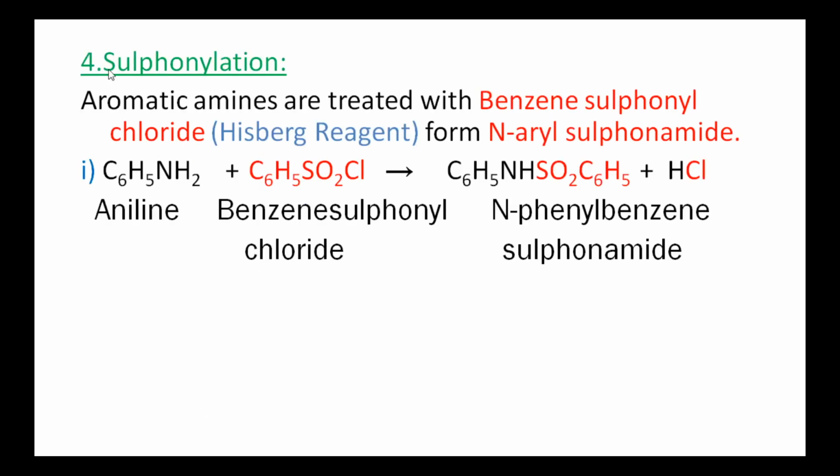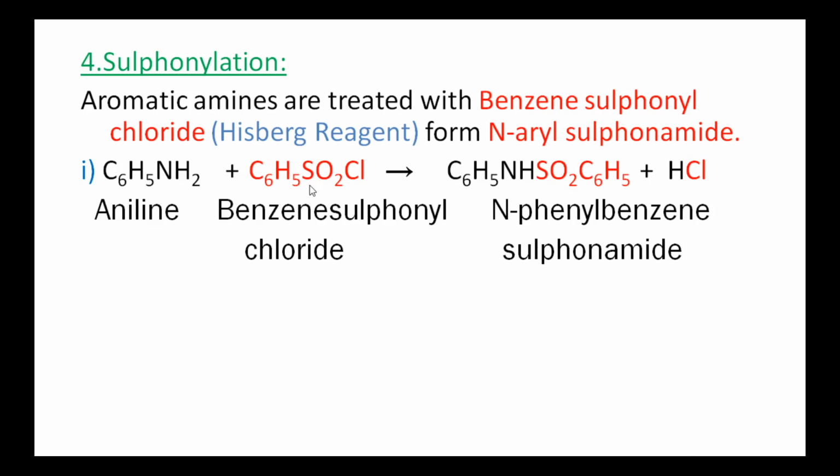Next, the fourth reaction is sulfonylation. Sulfonylation means substitution of a sulfonyl group for a hydrogen atom. In this reaction, aromatic amines are treated with benzene sulfonyl chloride. Benzene sulfonyl chloride is known as the Hinsberg reagent, to form N-aryl sulfonamide. The equation for this is aniline, whose formula is C6H5NH2, reacts with benzene sulfonyl chloride.